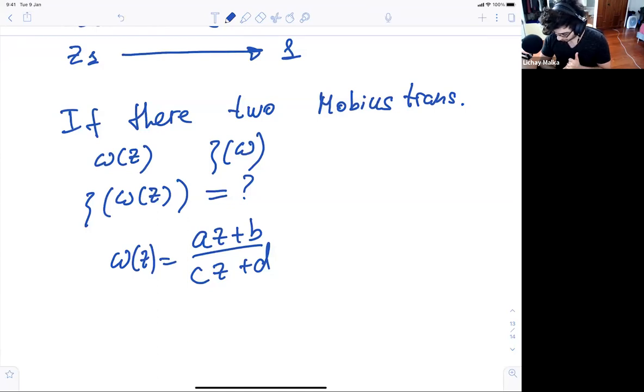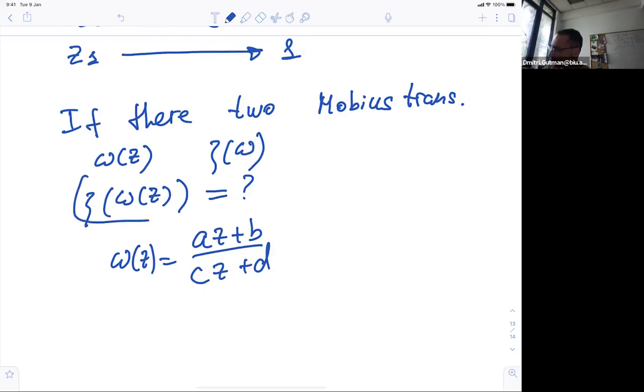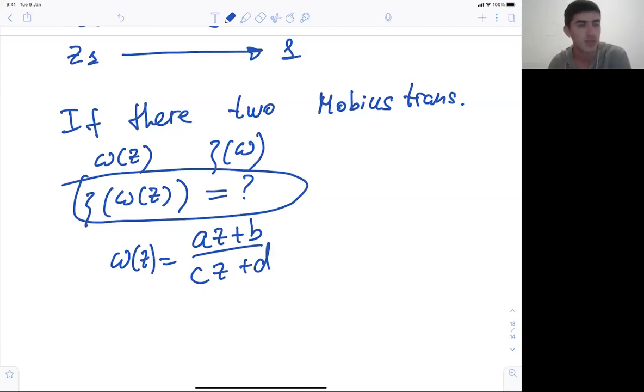Dima, can you ask the question again? I missed it. What is the combination of 2 Möbius transformations? So imagine you have 1 Möbius transformation applied after another. If a Möbius transformation is connected to rotation, maybe you just take the sum of the rotations.